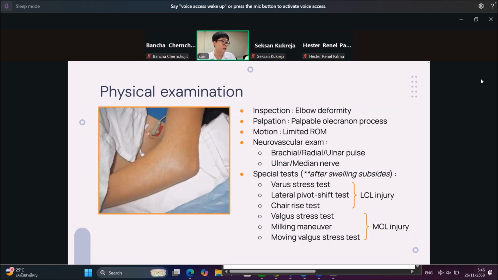For the physical examination, inspection may reveal elbow deformities. Palpation can detect a palpable olecranon process in the case of posterior or posterolateral elbow dislocation, and the patient will have limited range of motion of the elbow. And elbow dislocations can cause injury to the brachial artery, so the brachial pulse, radial pulse, and ulnar pulse should be palpated. And after the pain and swelling subside, you can use various special tests to assess for injuries to the lateral collateral ligament complex and medial collateral ligament complex.